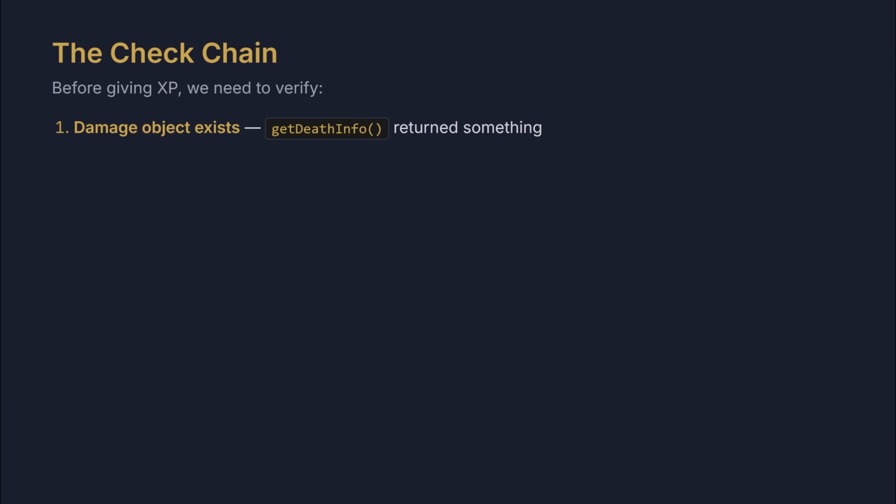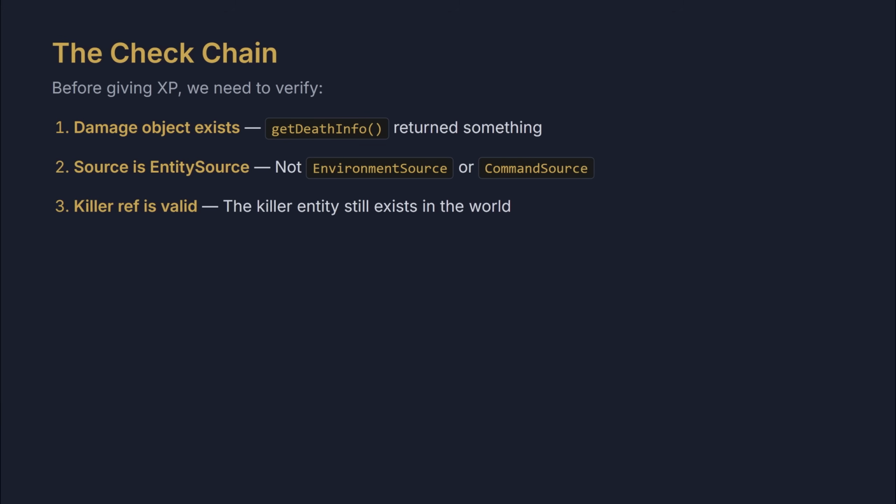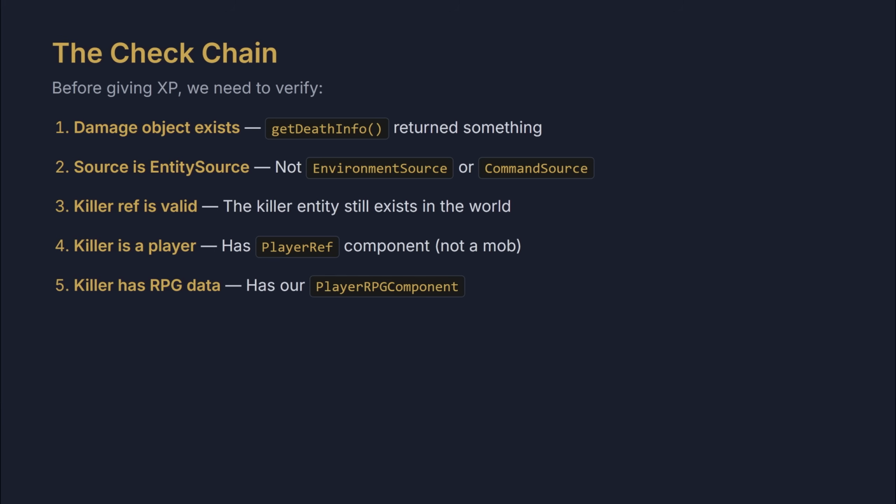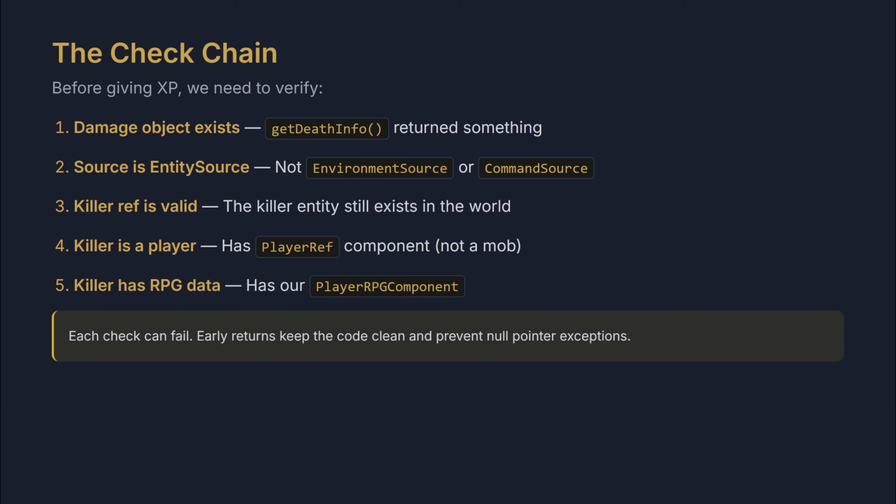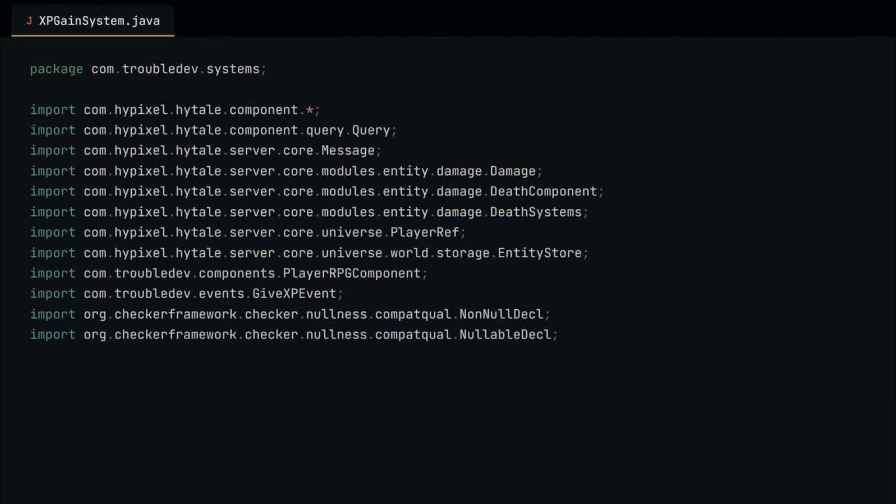Before giving XP, we need to check if the damage object exists, if the source is an entity source, if the killer ref is valid, if the killer is a player, and if the killer has RPG data. It's because each check can fail, and early returns keep the code clean and prevent null pointer exceptions. So let's create our XP gain system inside our systems package.